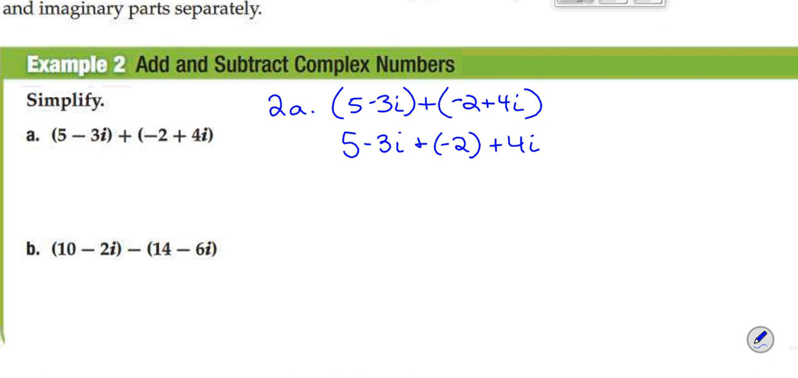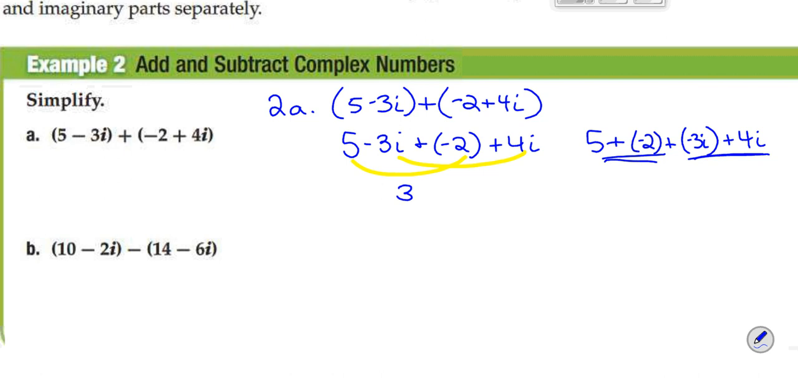I could use the commutative property and rewrite that whole thing as 5 plus negative 2 plus negative 3i plus 4i, and then I have them together. Or, we've done enough math that maybe we can just keep them like that. 5 minus 2 is 3. Minus 3i plus 4i is plus i. And ta-da, we're done. So you might be thinking, oh, but Mrs. Jones, I don't need to write all that. I can just go from the problem to the answer on that one. And I'm like, awesome. Go ahead and do that.